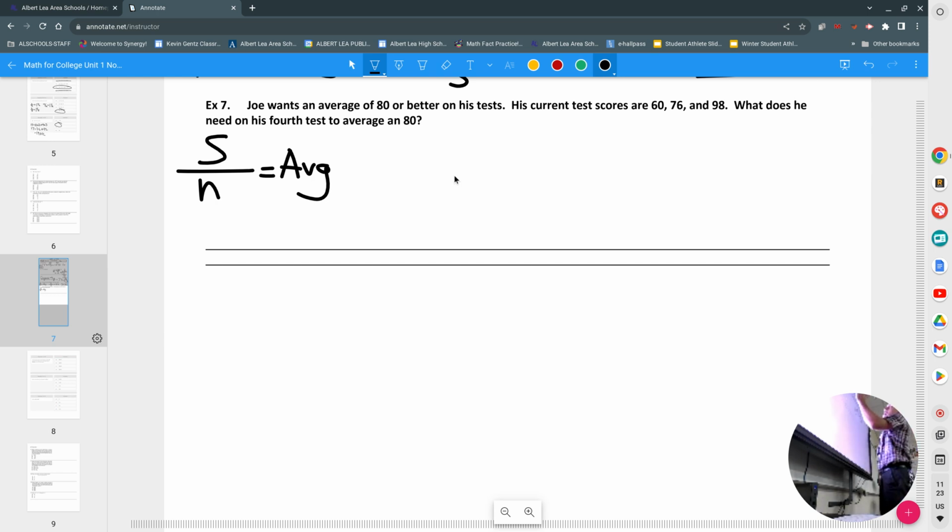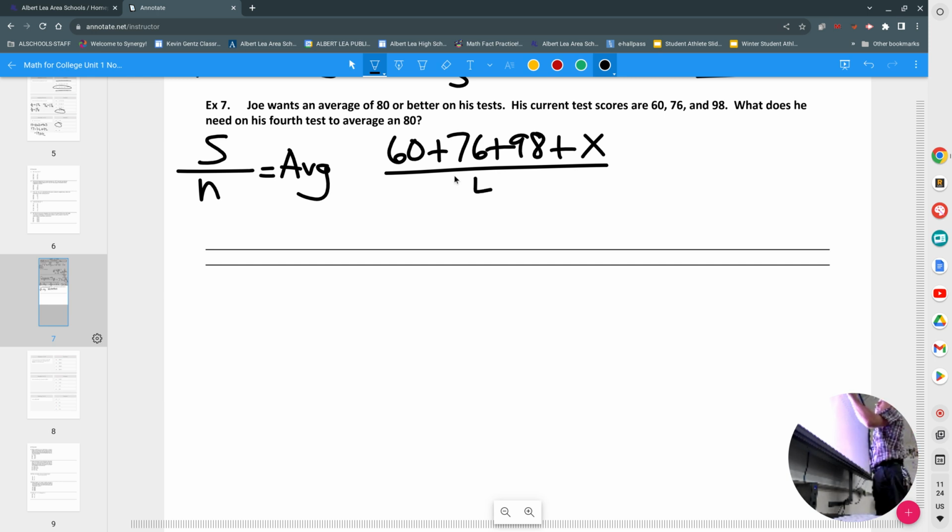So let's find the sum. We've got a 60. We've got a 76. We've got a 98. And what else do I need? Since we don't know, what are we going to write? X. We don't know what his 4th test score is. Could be 80. Could be 95. Could be 32. But we do know he's going to have a total of how many tests? 4. So we divide it by 4. And that's equal to the average.